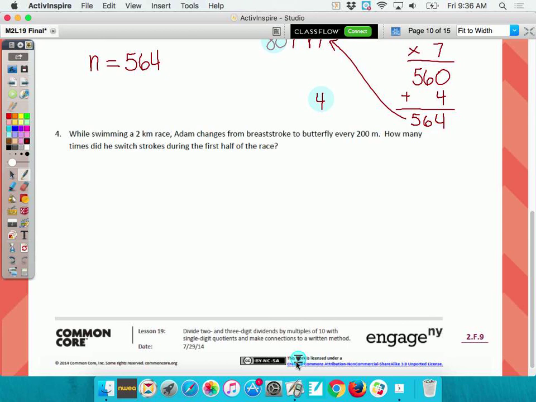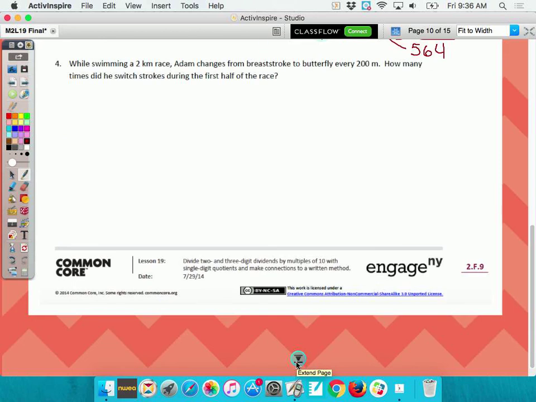All right. While swimming a 2-kilometer race, Adam changes from breaststroke to butterfly every 200 meters. Are you picturing that swimmer in the pool in your mind? And how they touch the end and flip over and go back? I know, that's so cool. How many times did he switch strokes during the first half of the race?